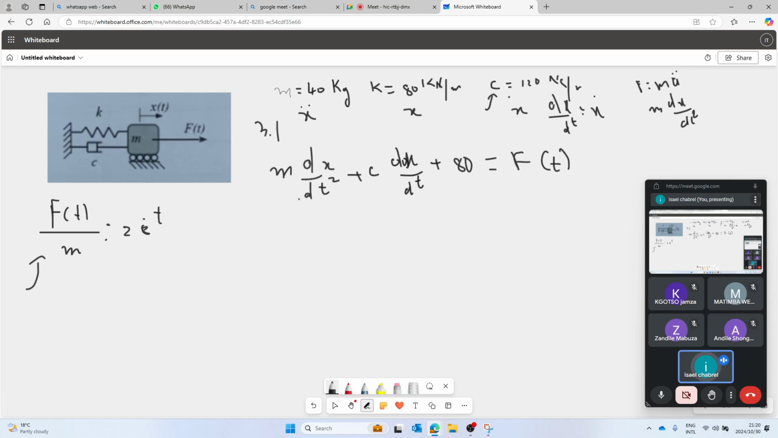So let's continue here. What do we do? We divide everything by m. So we will have d²x/dt² plus c/m dx/dt plus h/m x, to be equal to f of g over m. Remember, everything is divided by m now. Now you have written the differential equation. The only reason they are expressing it like this is so that when you use the Laplace transform, you'll be able to solve it.